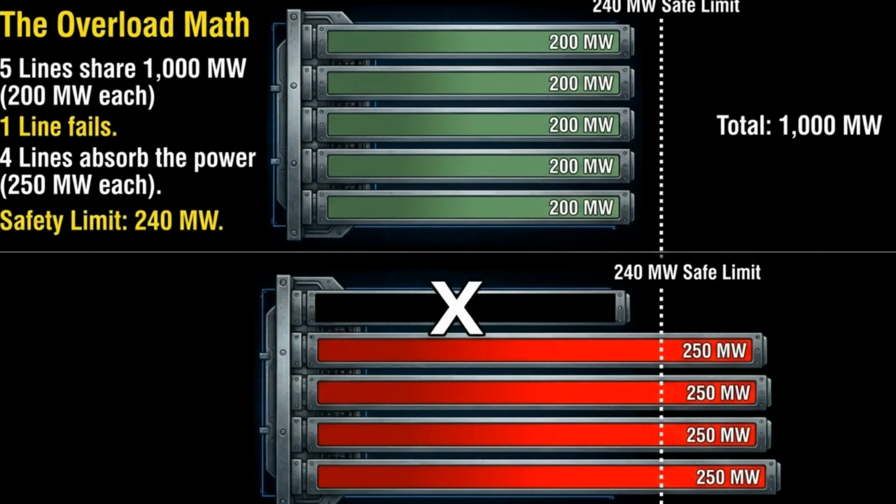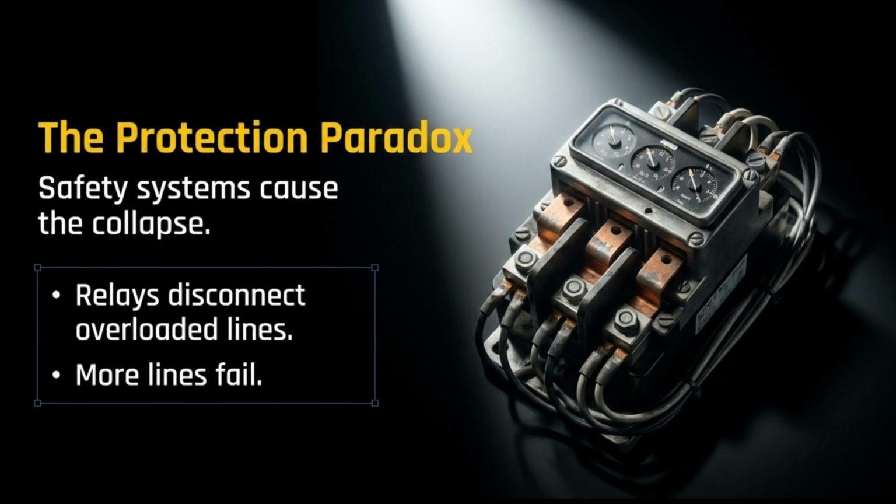Consider the math behind an overload. If 5 lines share 1,000 megawatts, each carries 200 megawatts. If one line fails, the remaining 4 must absorb that power, bringing them to 250 megawatts each, exceeding the 240 megawatt safety limit. This creates the protection paradox.